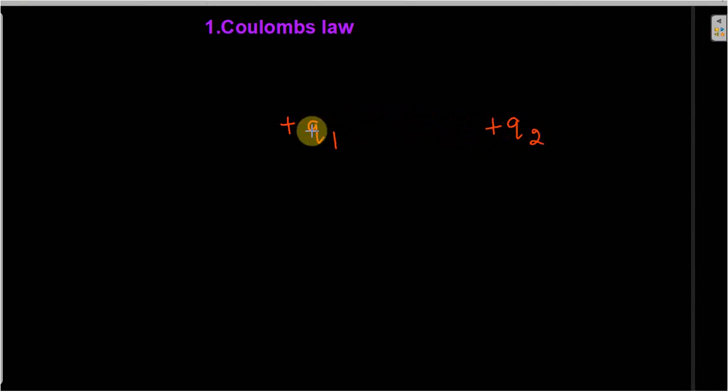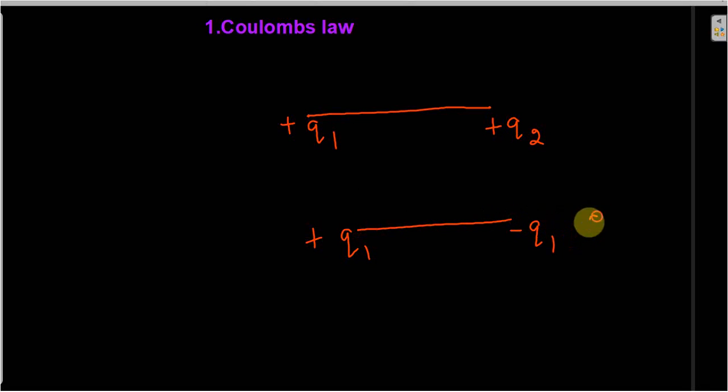As we know, if we have two positive charges, then a force of repulsion will be there between the two charges. Now if we have two charges, one positive and another negative, in that case the force of attraction will be there. So what is the amount of that force? That force amount is given by Coulomb's law. These two charges exert force on each other, and how much force they exert on each other is given by Coulomb's law.